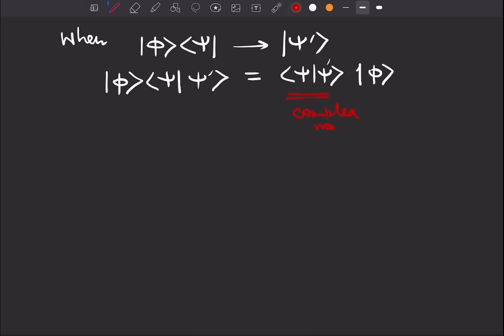So definitely we have a new ket with some expectation value. That means this operates as an operator on the ket psi prime.